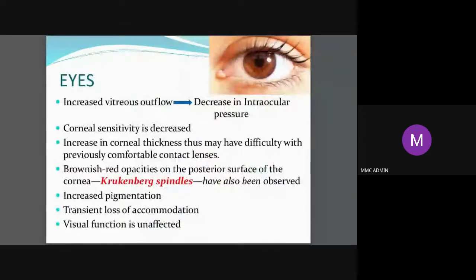Okay, eyes, nothing very specific, but this point number 2, see there is edema all over the body during pregnancy, okay? So what happens is the corneal thickness, the people who wear contact lens, because of this increased edema, they may suddenly complain that they have some difficulty. I think this is one of the clinical points. This is the only clinical point, I think so.